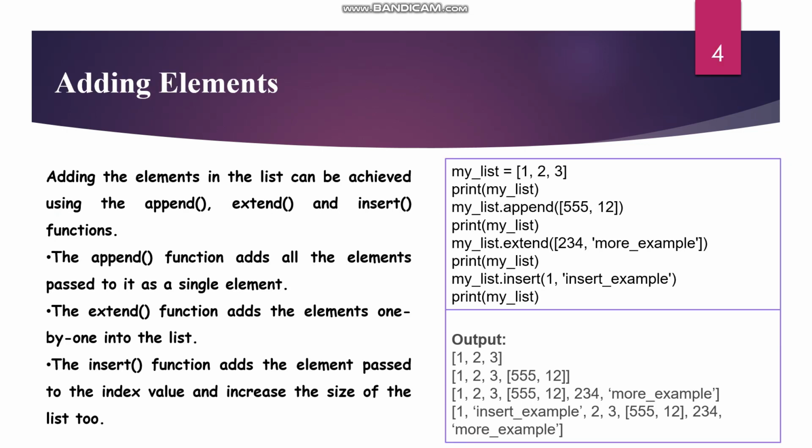Now comes adding the elements. How can we add an element? Elements can be added using the append, extend, and insert functions. These are the major ways of adding an element. The append function adds the element passed as a single element. The extend function adds the elements one by one into the list, and the insert function adds the element at the passed index value and increases the size of the list too. In this program, all three are added.